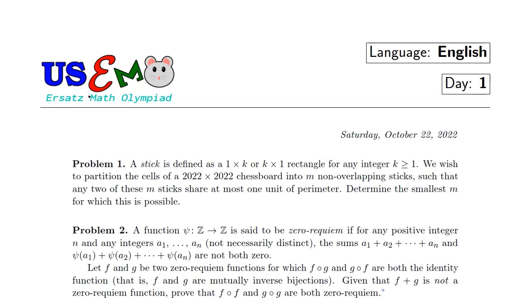Okay, let's solve problem 1. A stick is defined as a 1 by k or k by 1 rectangle for any integer k greater than or equal to 1. We wish to partition the cells of a 2022 by 2022 chessboard into m non-overlapping sticks such that any 2 of these m sticks share at most 1 unit of perimeter. Determine the smallest m for which this is possible.